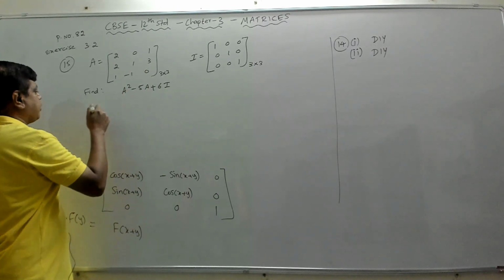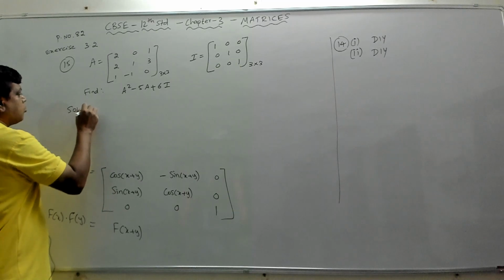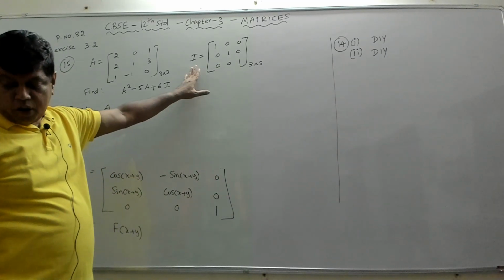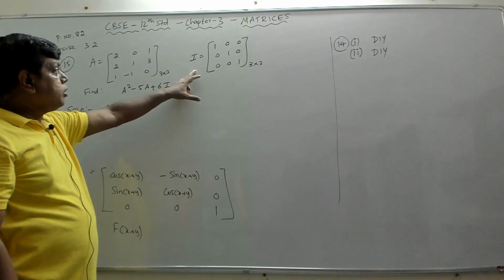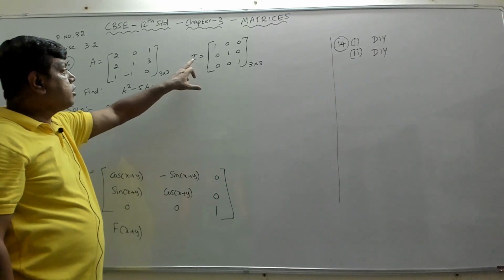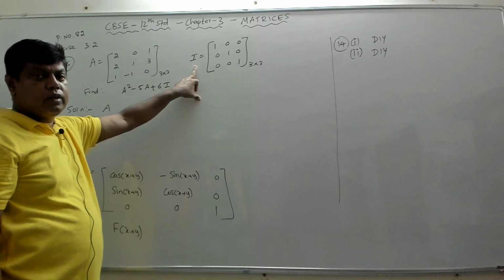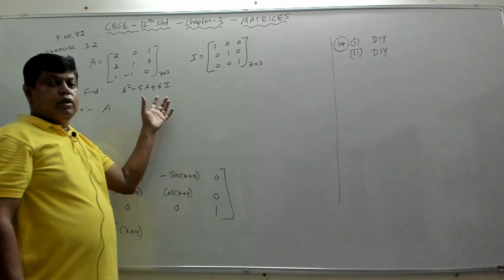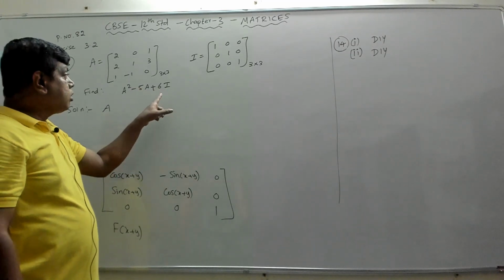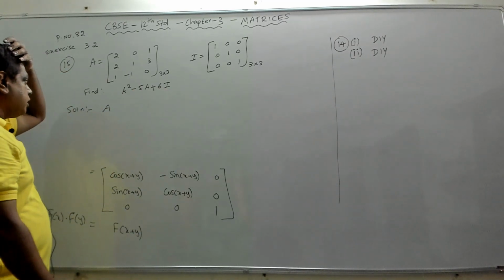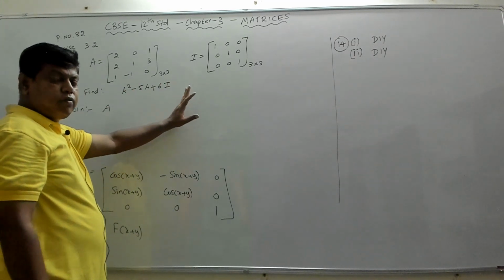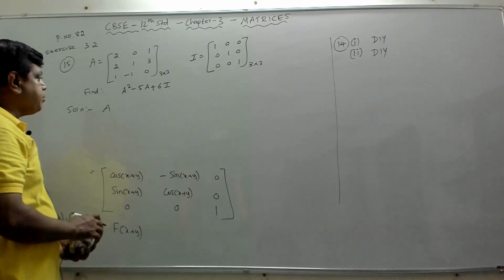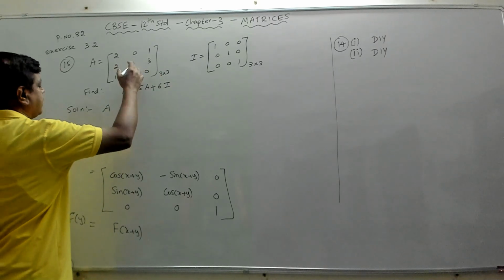Now let's find A square. Solution is what? See, this I is not given in the question, but it is understood that I is a unit matrix or identity matrix. Generally the symbol I is used for identity matrix. So I is an identity matrix of order 3. So you have to take I as this, even though they have not given in the book what is I. But mostly in the exam they will say what I is. Even if they don't say, I is always your identity matrix of same order as A.